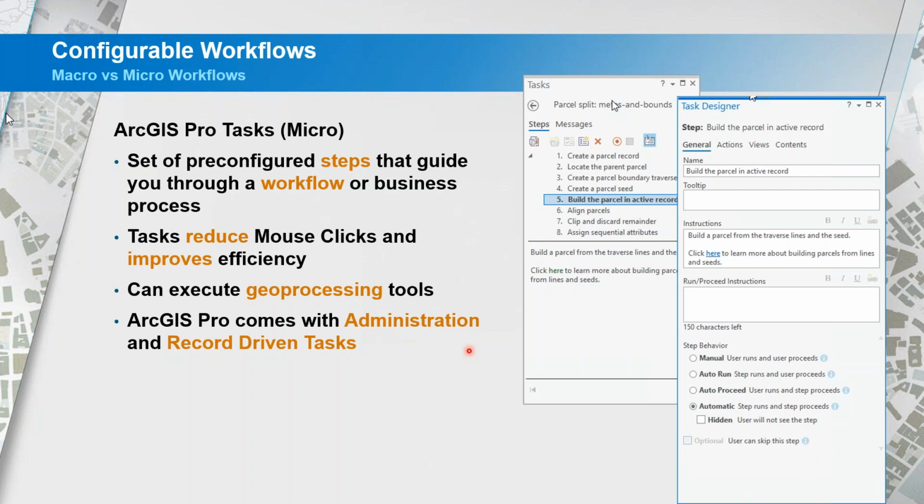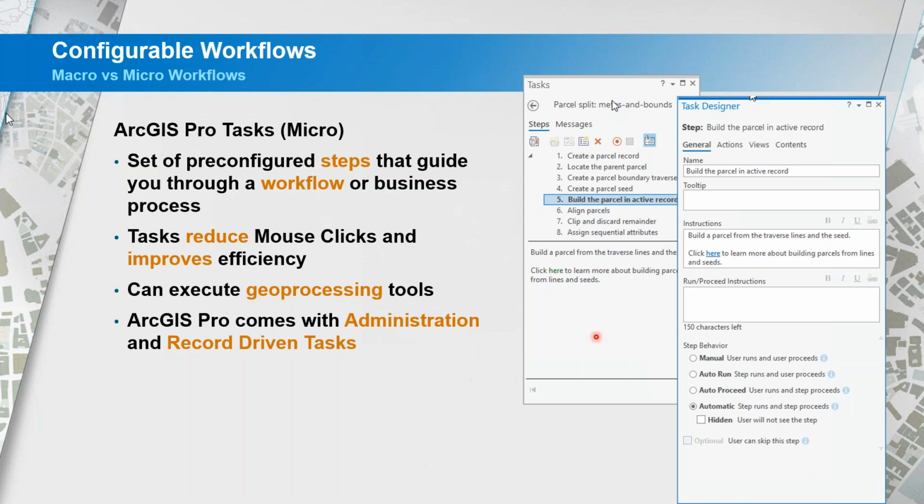They are a set of pre-configured steps that guide you through the workflow or your business process. And really what they do is they help reduce mouse clicks and improve efficiency. So in other words, I don't have to go out there and say, I want to make my tax parcels the only selectable layer. I can have that set up in my task so that it does that for me automatically. I can also call geoprocessing tools from my tasks.